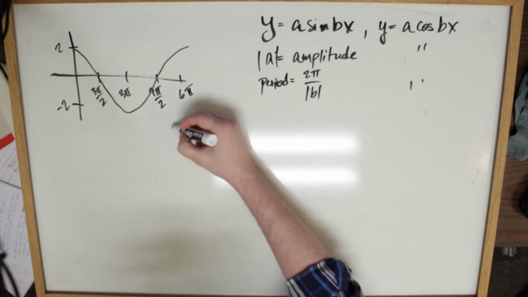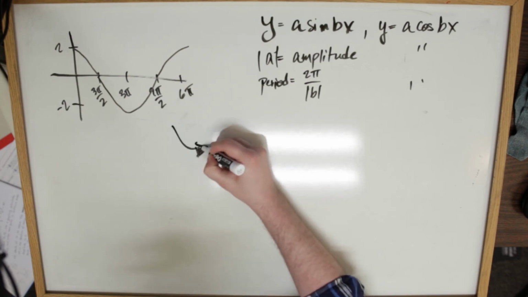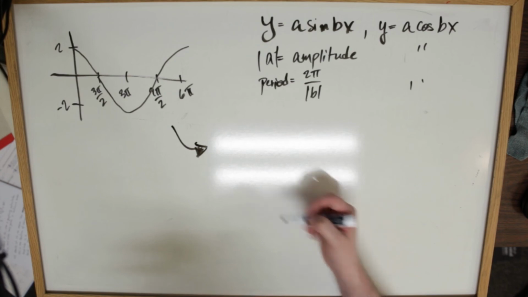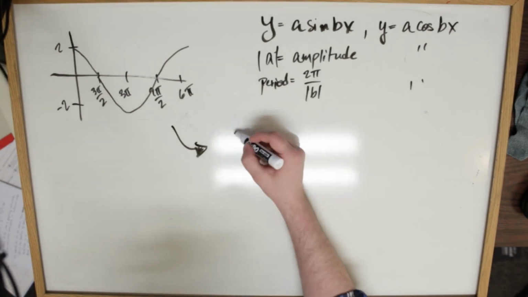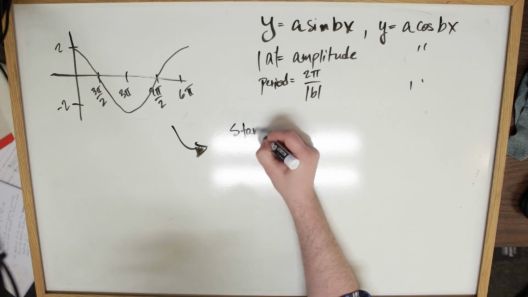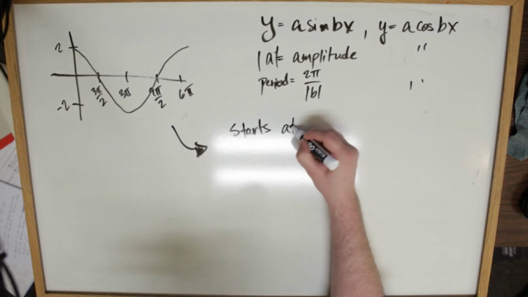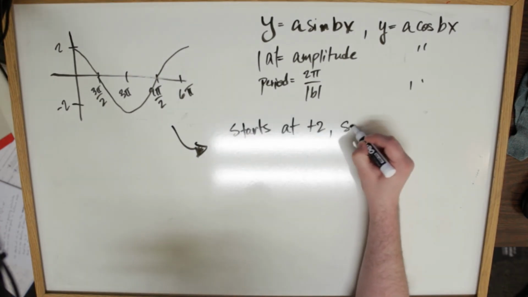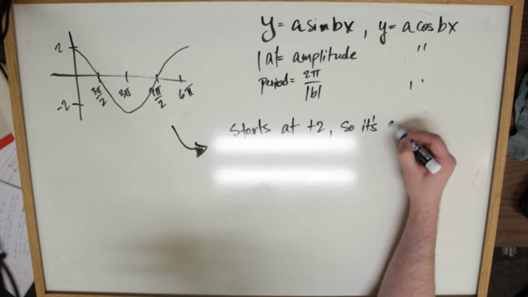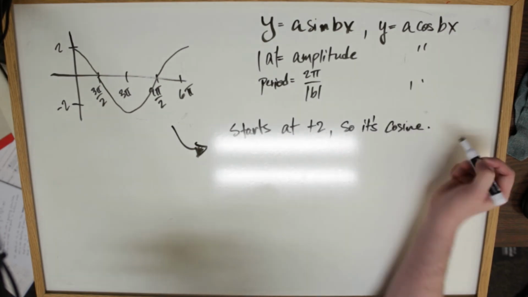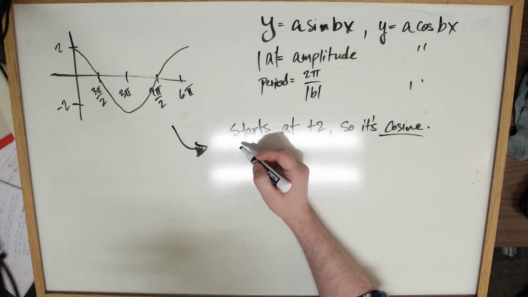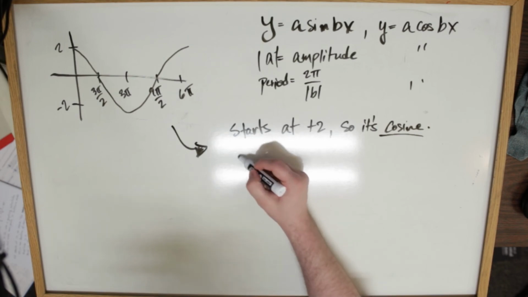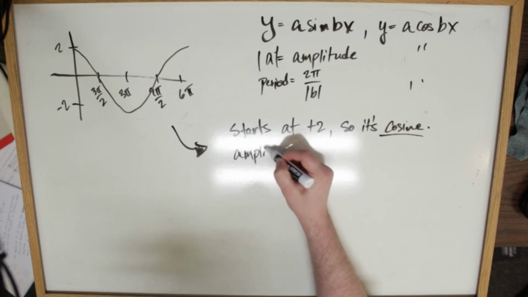Okay, so a lot of times what I recommend doing is graph it out, and then jot down some of the properties. So in this case, it starts at positive 2, so it's cosine. Okay, so we know that, cosine. The amplitude is going to be 2. Amplitude is 2.